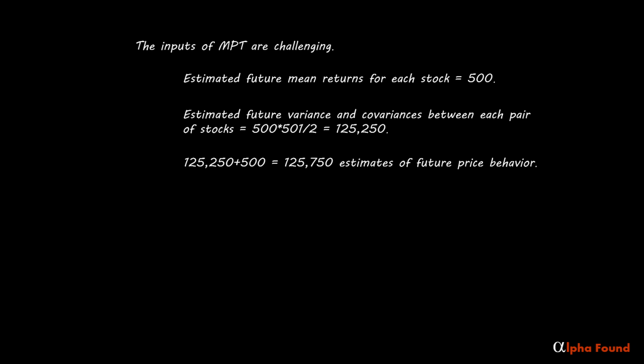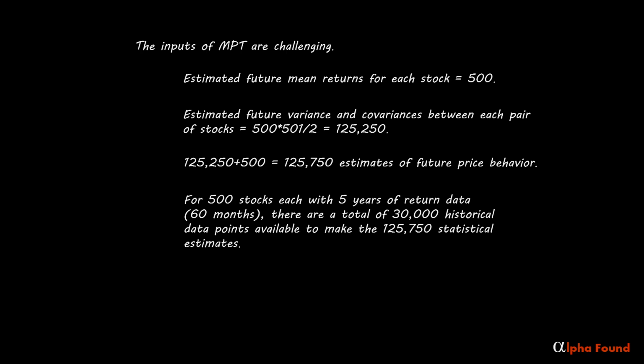If you wanted to use historical data to make the estimates and 5 years of monthly data is used, you have 30,000 data points to make 125,750 statistical estimates. Therefore, there is a massive problem of insufficient degrees of freedom. As a result, there is no good way to make the needed individual estimates from historical data. Apart from the impossibility of making such estimates in the first place, even if it could be done, no computers available in 1952 could then handle the computations that would follow. The great insights of Harry Markowitz would have to wait for further insights to be practical.